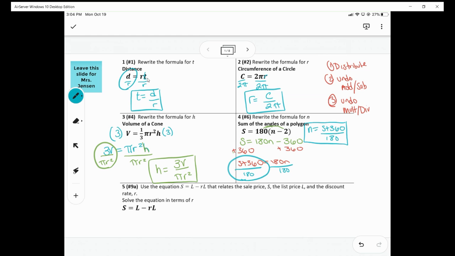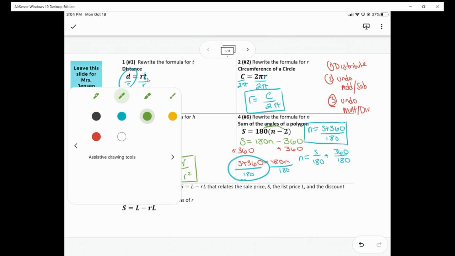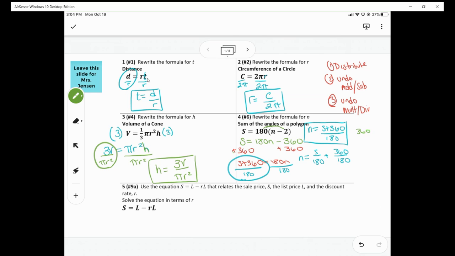That's one way to write the answer. The other way would be to split it up into 2 terms, meaning S over 180 plus 360 divided by 180. Now, 360 divided by 180 equals 2, so we can simplify this even further. n equals S divided by 180 plus 2.